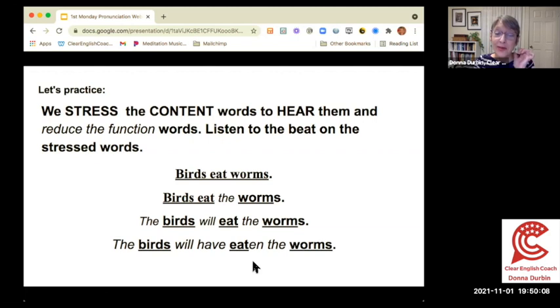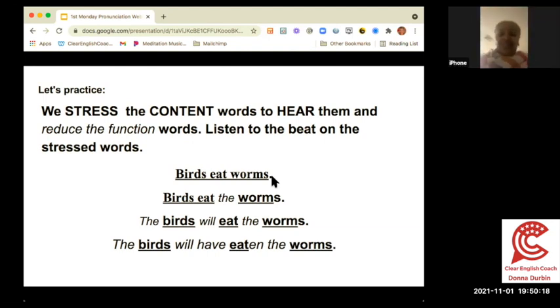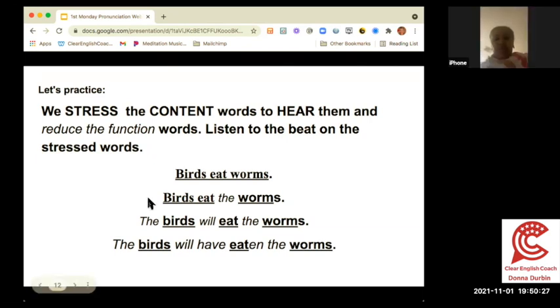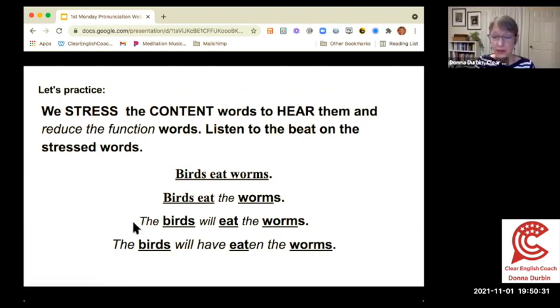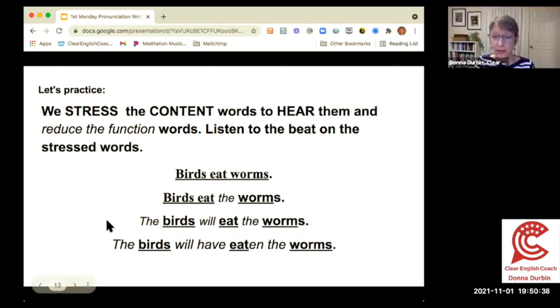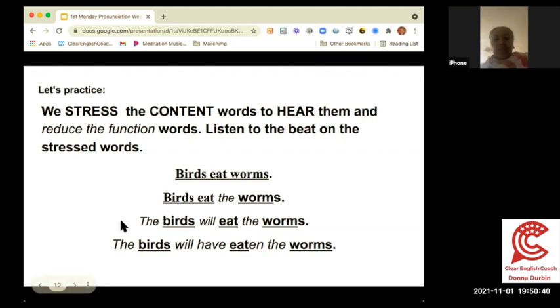Okay, we're going to have everybody try this. We're going to start with Betty. Birds eat worms. Birds eat worms. Okay, the next one. Birds eat the worms. Okay, the next one. The birds will eat the worms. So don't hesitate. The birds will eat the worms. The birds will eat the worms.